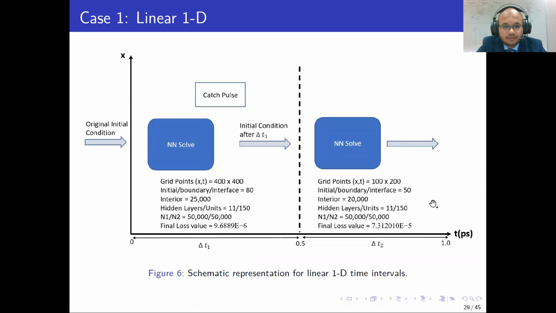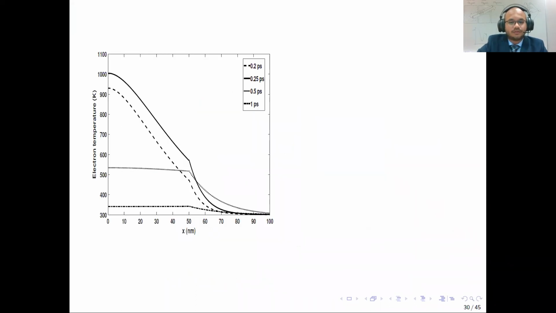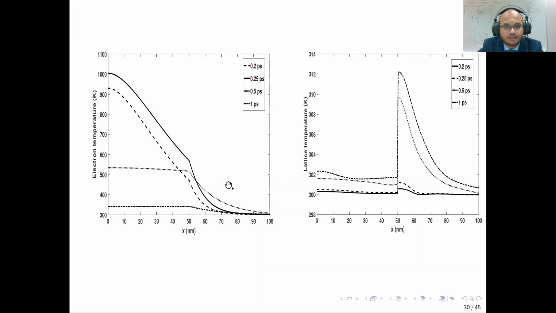Now the results look something like this. That's the electron temperature, and the first 50 nanometers is the gold, and the second 50 nanometers is the chromium, and each graph here represents a different time shot. The dotted one here is 0.2 picosecond, the straight line here is 0.25 picosecond, that's 0.5 picosecond, and that's 1 picosecond, and that's the lattice temperature.